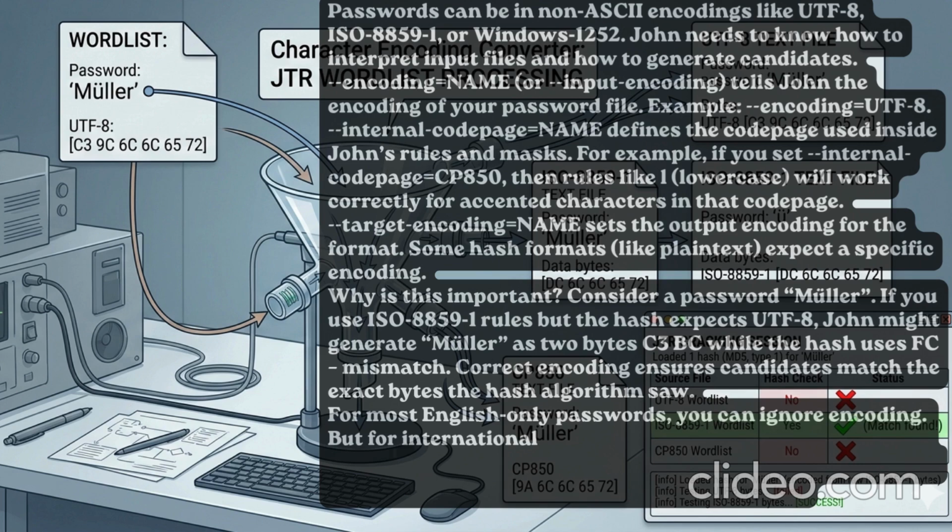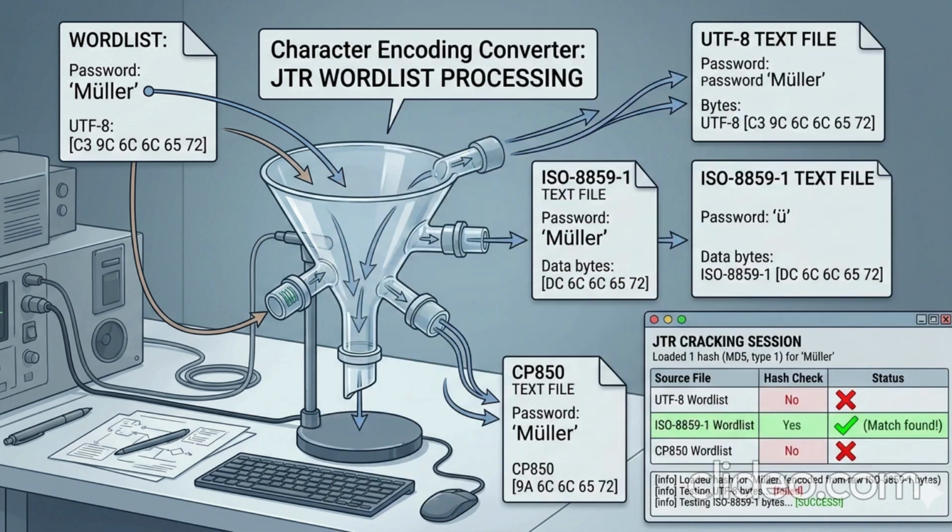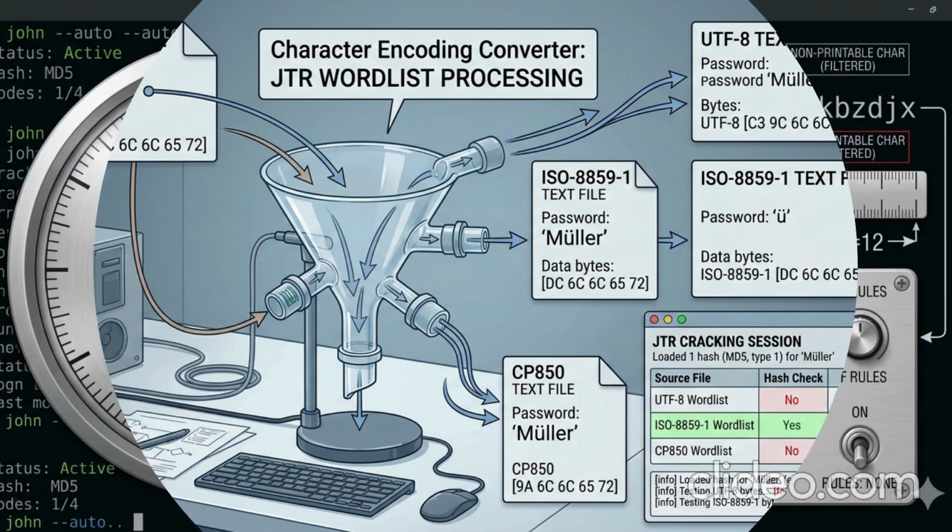For most English-only passwords, you can ignore encoding, but in an international environment, misconfiguration leads to false negatives. Always check the hash's source encoding. Use --list=encodings to see what John supports.